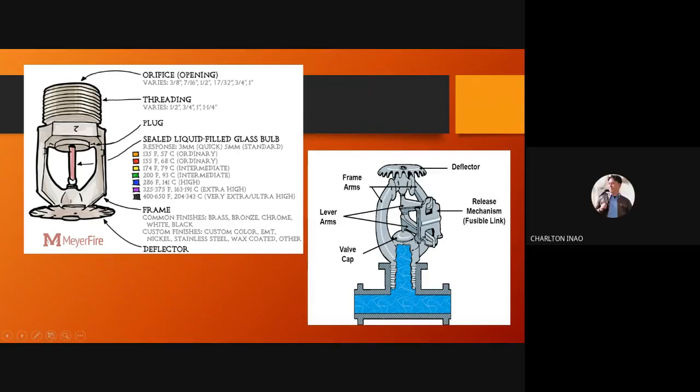May kulay yung material, anong tawag yan? Yung glass bulb, sir. Opo, may kulay, no? Depende sa range ng temperature kung kailan sila mag-burst. Paano ba kung gumagana yan? Sir, halimbawa po, yung orange, pag na-reach yung temperature na gano'n, halimbawa po, 135 Fahrenheit or 57 degrees Celsius po, sir.